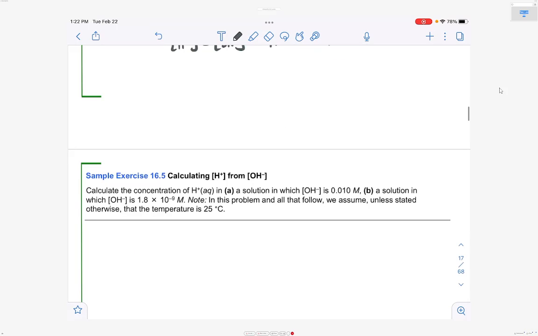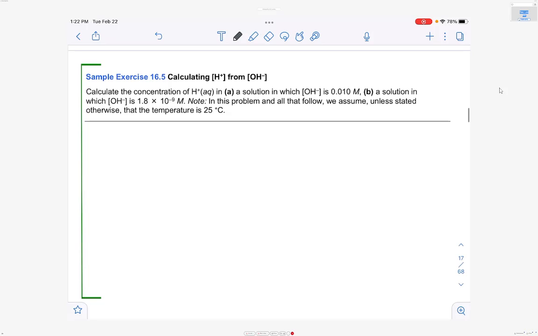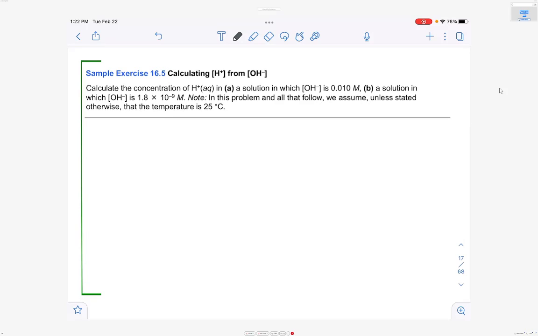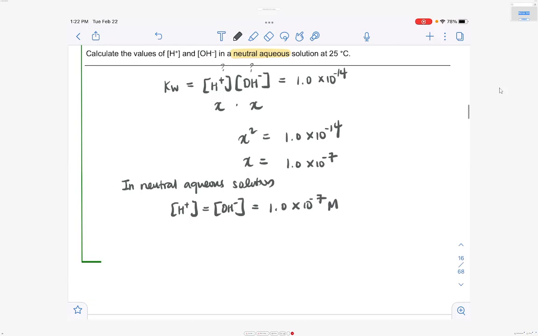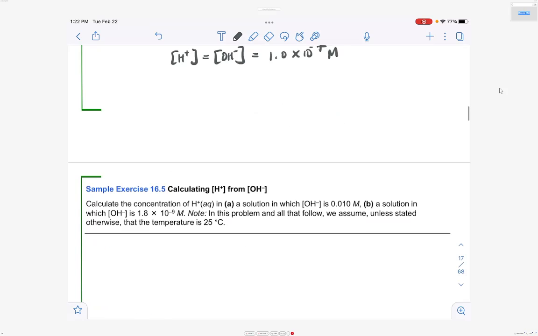Let's try another sample exercise. Calculate the concentration of... Can you go back really fast? Oh, sorry. It's okay. Thank you. Let me know when you're done. I'm done. Thank you. Okay. All right.